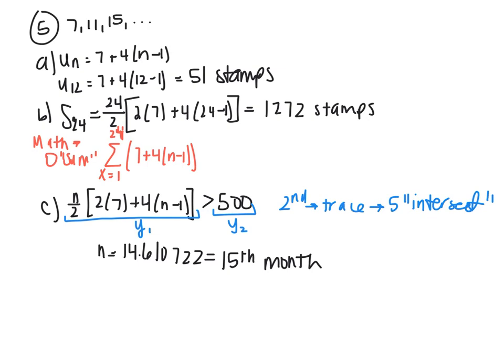You could have also done it on the graphing calculator, math 0, which is sum, x equals 1 at the bottom, 24 at the top of your summation, and then the explicit formula inside.